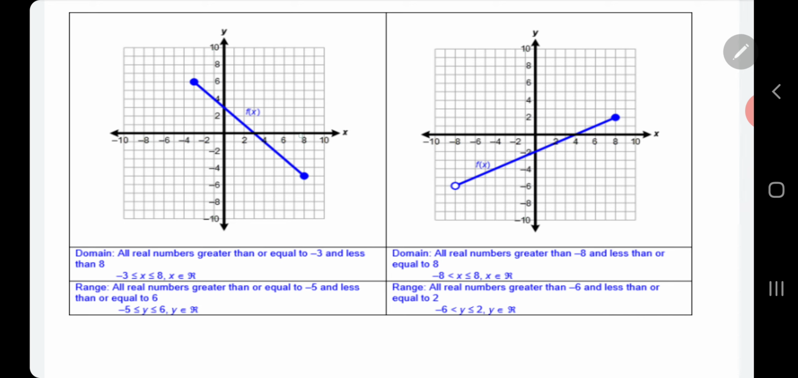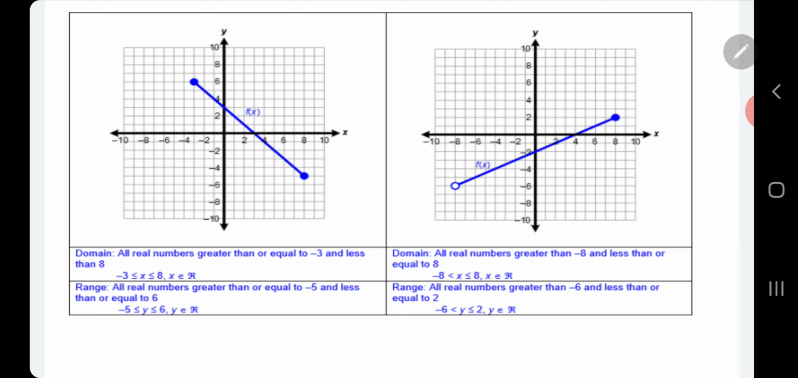The furthest right I go is to this guy right here, and the furthest right he is 8. And I can be equal to it. That's what the colored in circles mean. So I am between -3 and 8 and equal to -3 and 8. So domain is all real numbers greater than or equal to -3 and less than or equal to 8. Once again, writing that in inequality notation, x is greater than or equal to -3, but less than or equal to 8. And x is, of course, an element of the real numbers.